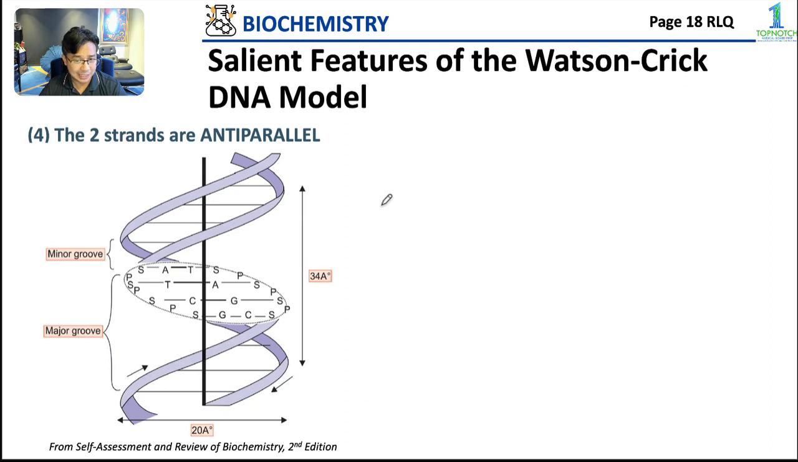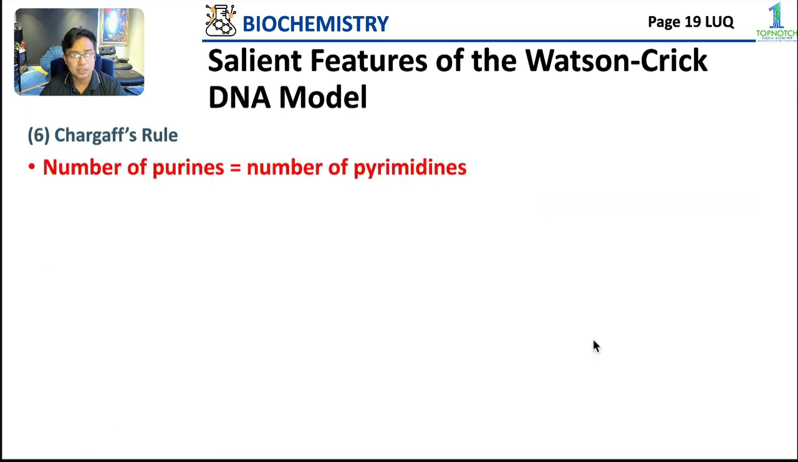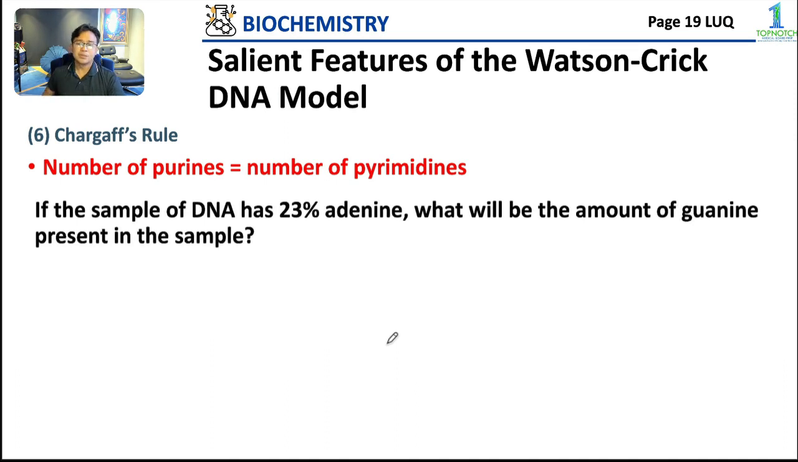The two strands are anti-parallel to each other. One strand runs in the 5' to 3' direction, while the other runs in the 3' to 5' direction. And the grooves of the DNA serve as sites of DNA-protein interaction, affecting gene expression. Lastly, we have Chargaff's rule, which tells us that the number of purines is equal to the number of pyrimidines. So, if the sample of DNA has 23% adenine, what will be the amount of guanine present?